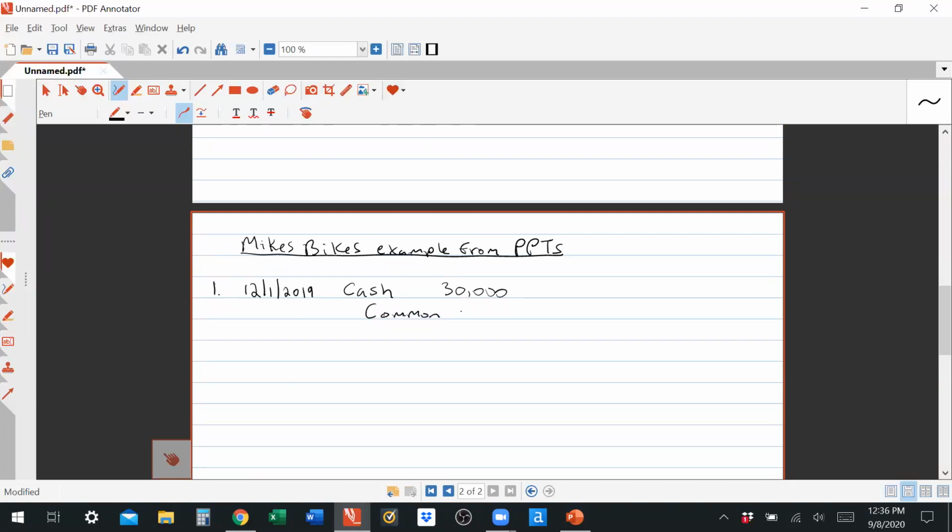Credits are always listed under the debits and indented to the right. This is the debit, and this is the credit. Debit again is abbreviated DR, not DB. Credit is abbreviated CR in accounting. And we could write a little description, issued common stock for cash. So the main thing I'm worried about is you guys knowing this.